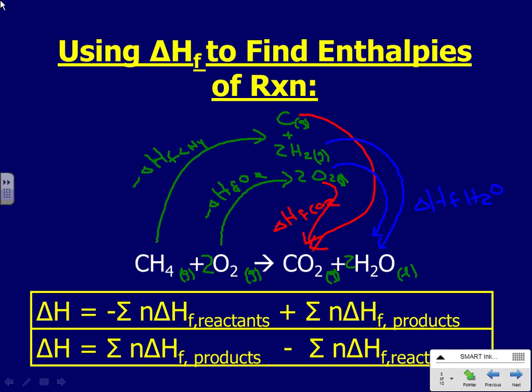Okay, so I like the second equation. I'm putting out there the first equation because it builds from the logic that we used to build it. I don't care which version you use. Let's do some examples.